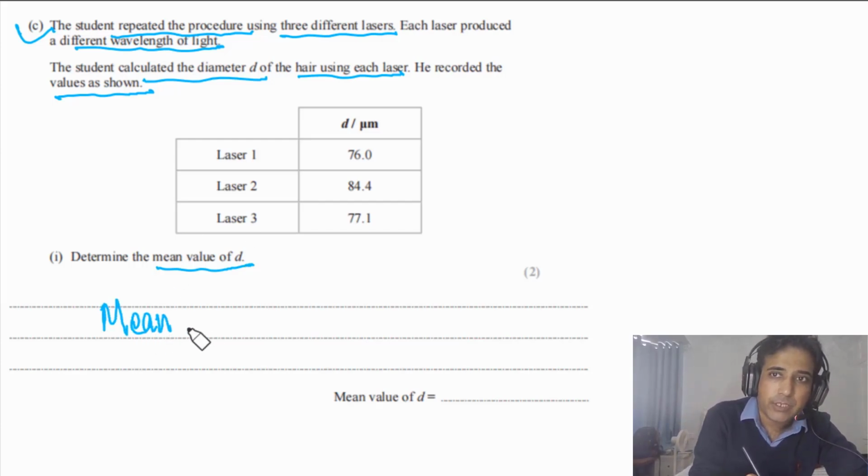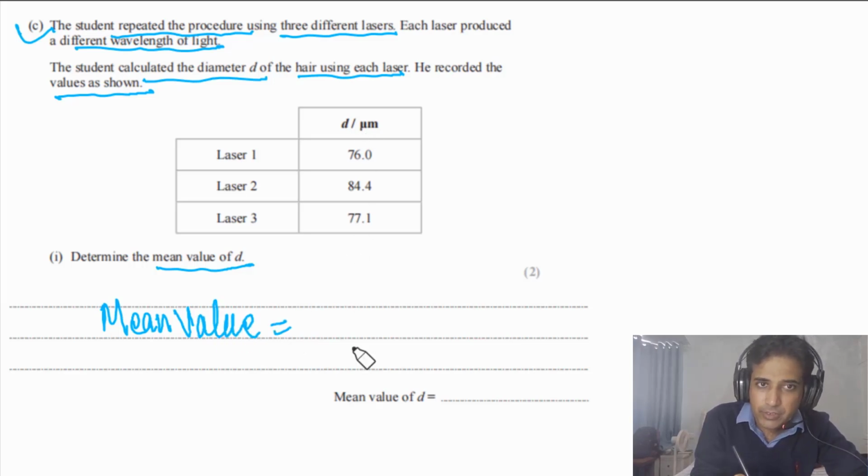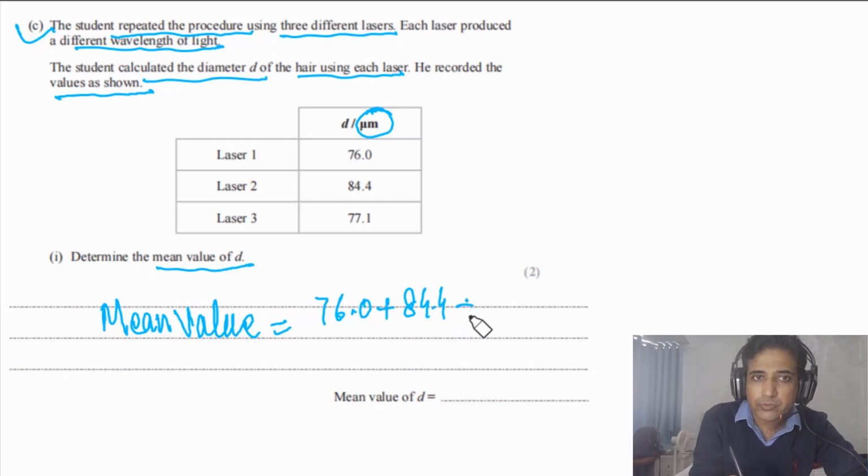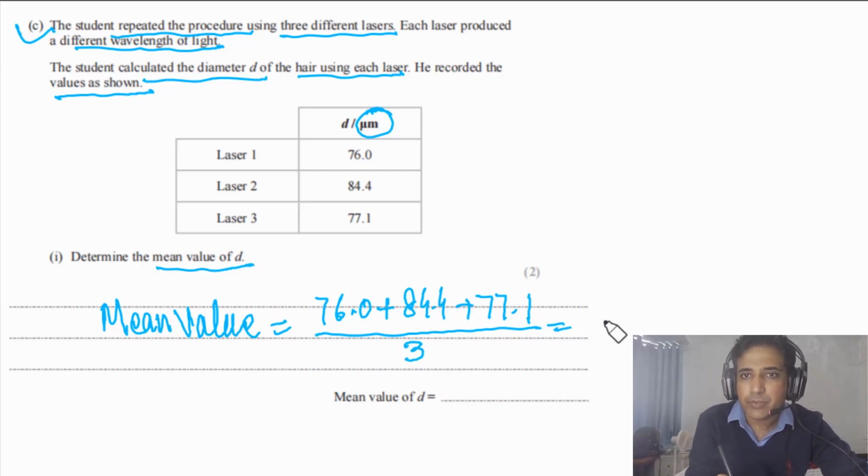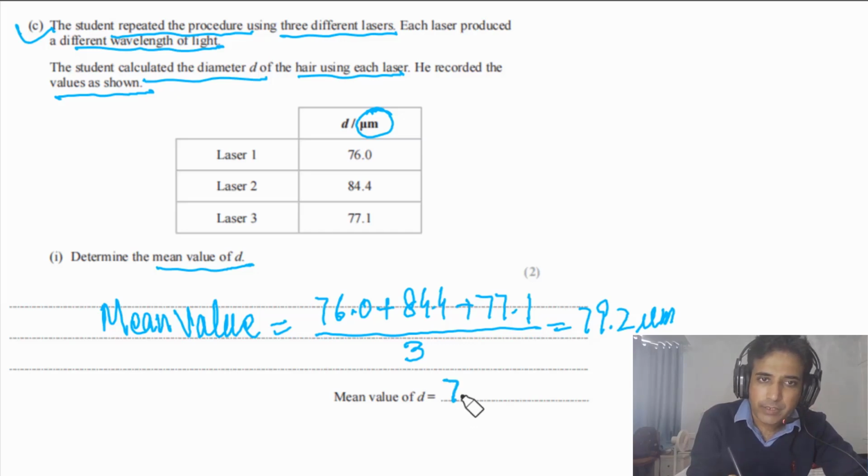We need to calculate the mean value of diameter, and different values of diameter are given to us, and the unit is micrometer. So simply we can write 76.0 micrometer, plus 84.4 micrometer, plus 77.1 micrometers, divided by the number of readings. We have 3 readings. Now if we simplify this, we will get 79.2 micrometers. So this is our final answer.